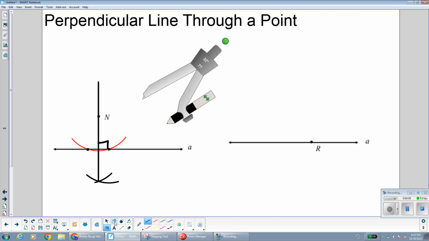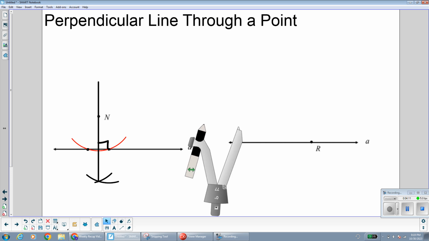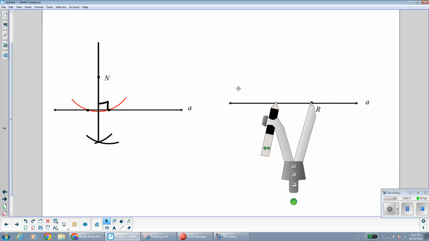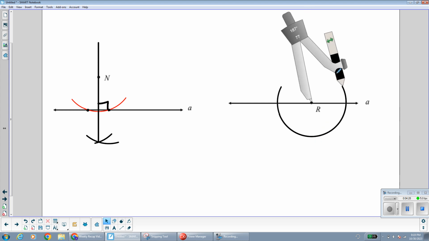I'm going to just run through these steps one more time with the point that's on the line. It's the same process. Take your compass and put it on the point that you want your perpendicular line to pass through. Swing an arc. And once again, the only thing that matters is that your arc hits the line in two spots. We have here and here.